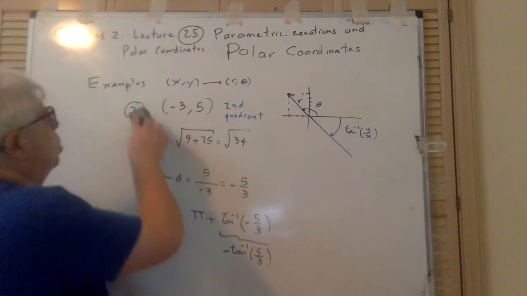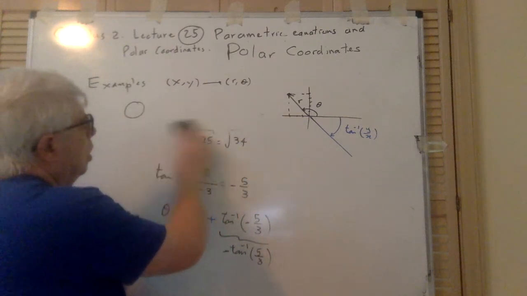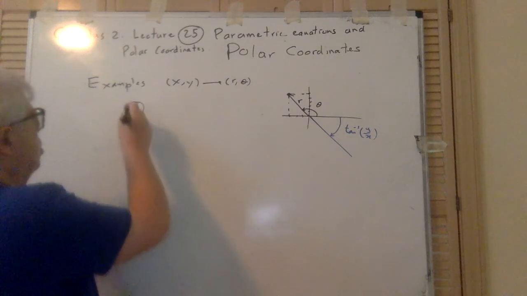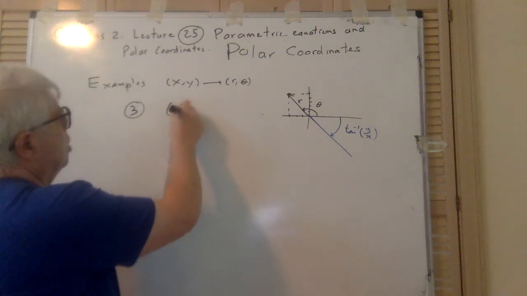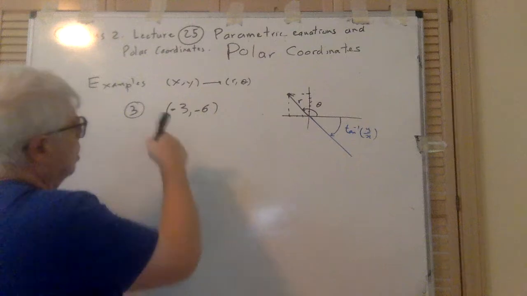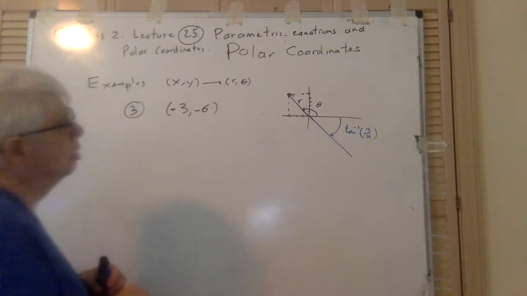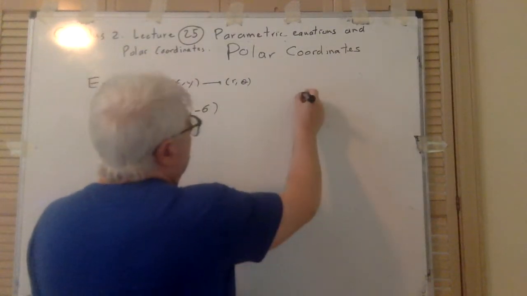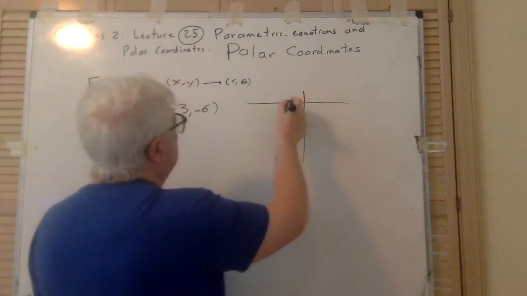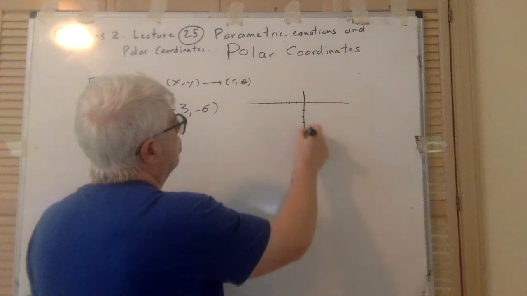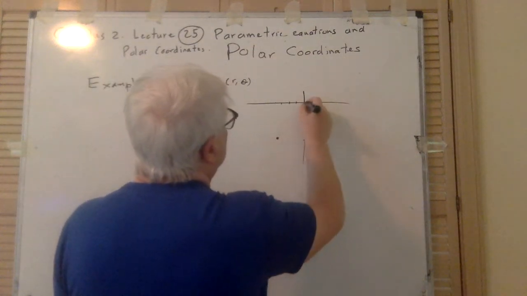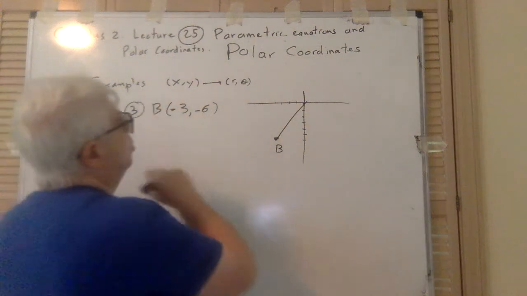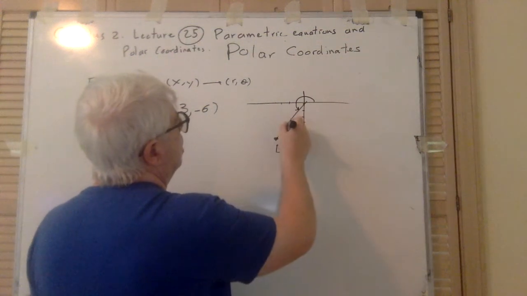So let's see what happens in the third quadrant. What if I have something in the third quadrant? So number three is the third quadrant. Let's say minus three and minus, say, whatever, six. Minus 3, 1, 2, 3, and 1, 2, 3, 4, 5, 6, it is somewhere here, and so this is the point B, and I need theta and R.